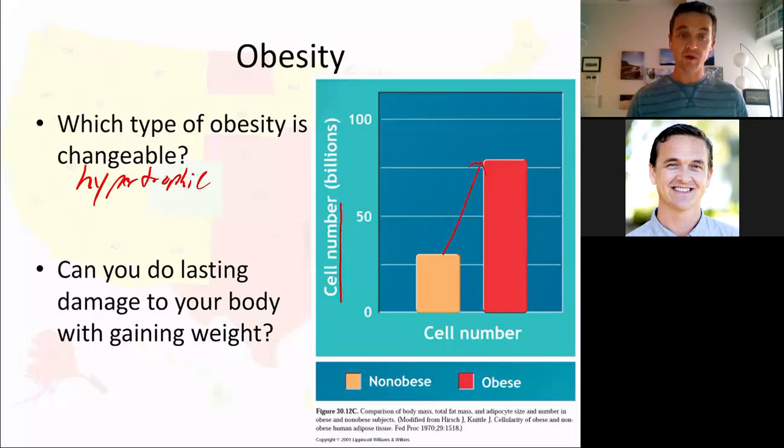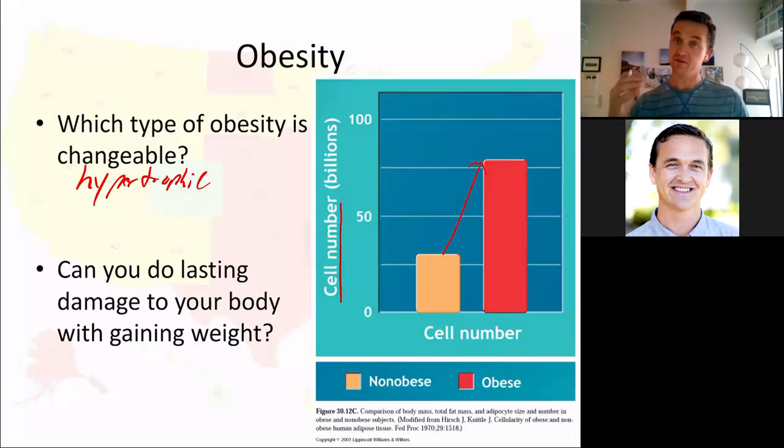When we lose weight, we shrink fat cells. We don't get rid of fat cells. The only way to get rid of fat cells is through liposuction. Obviously that's a very invasive method to get rid of fat. So when we typically lose weight, all we're doing is shrinking those fat cells down.